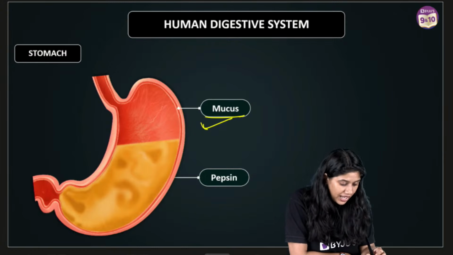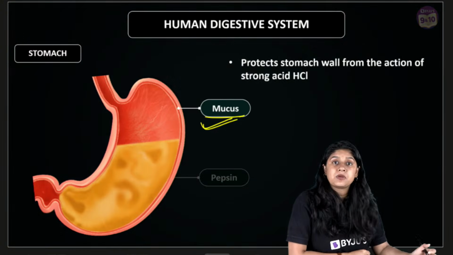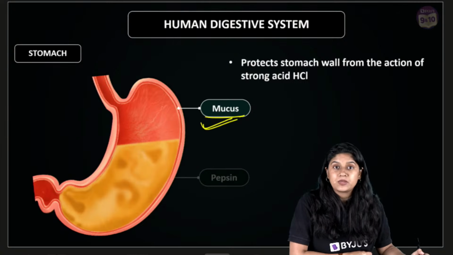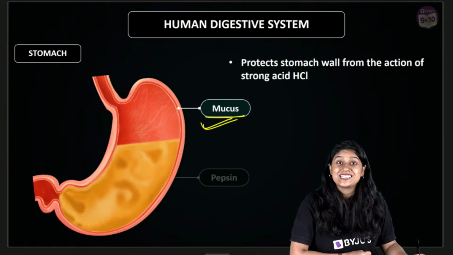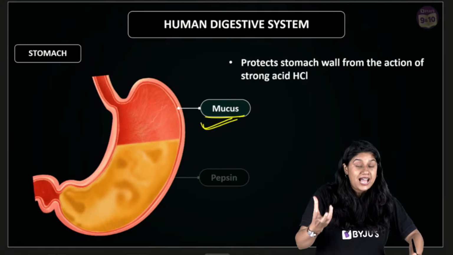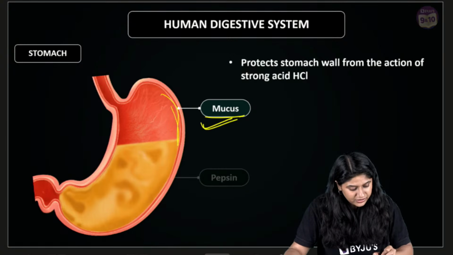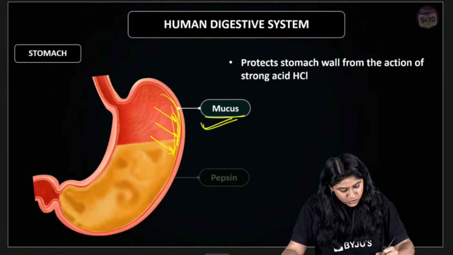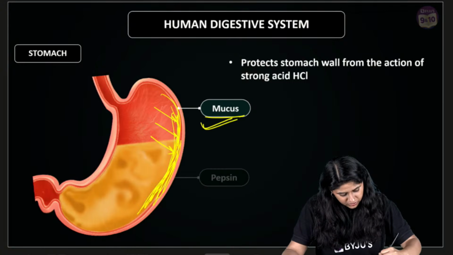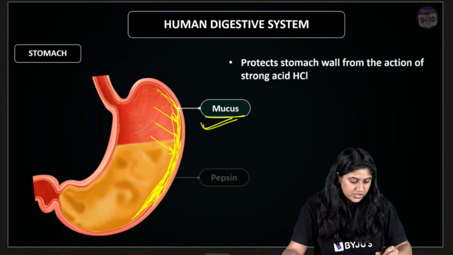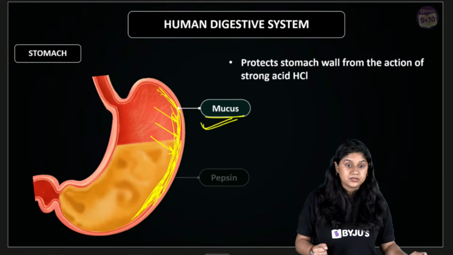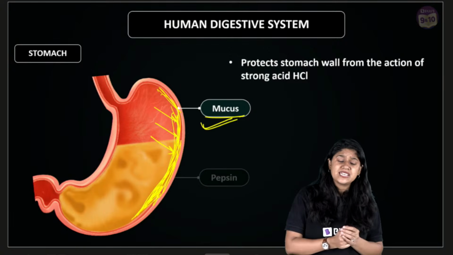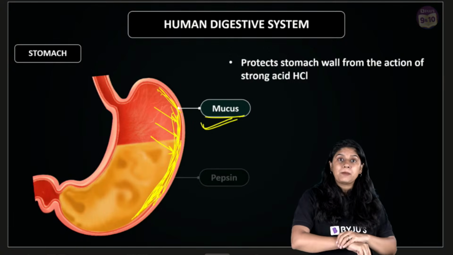Apart from that, we have the mucus, right? And the mucus helps in providing protection from the harmful effects of HCl. HCl is acid, right? If HCl is there, it can actually harm the inner lining of the stomach. But as the mucus is present, a very thin layer, it actually protects the inner lining of the stomach. Clear? Yes. So that is about the stomach.